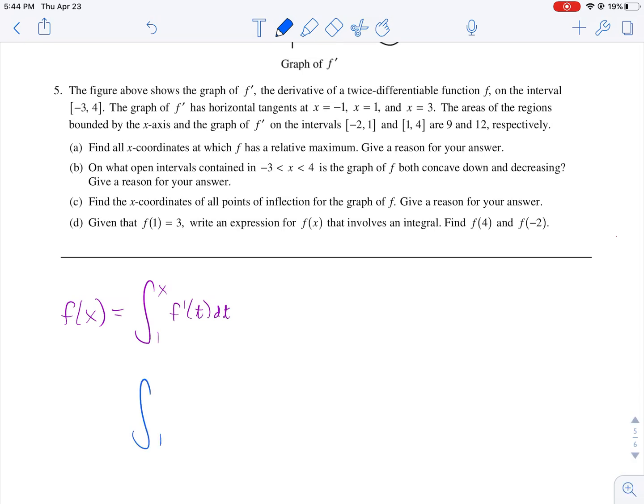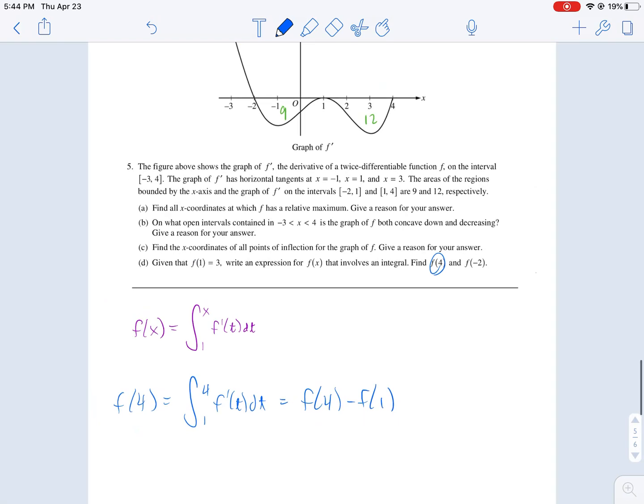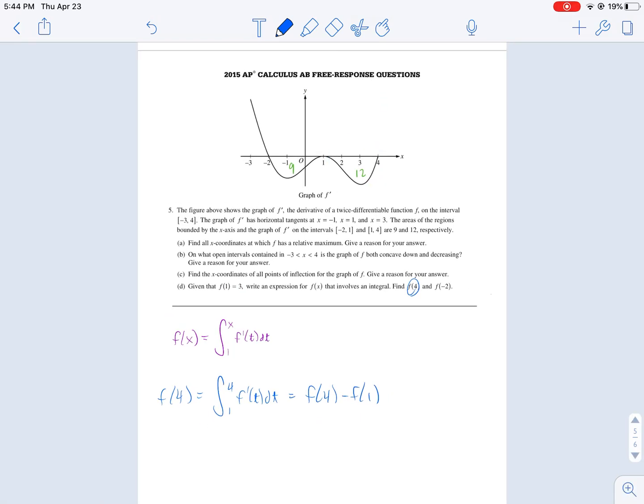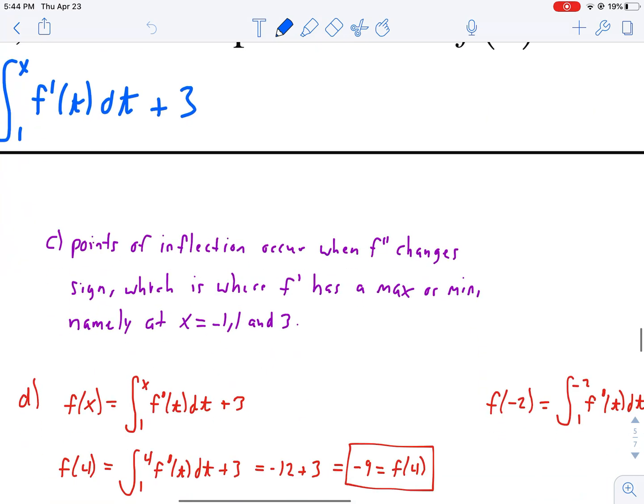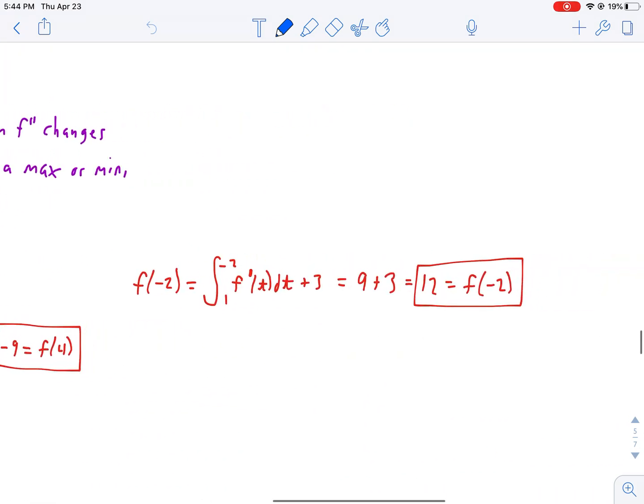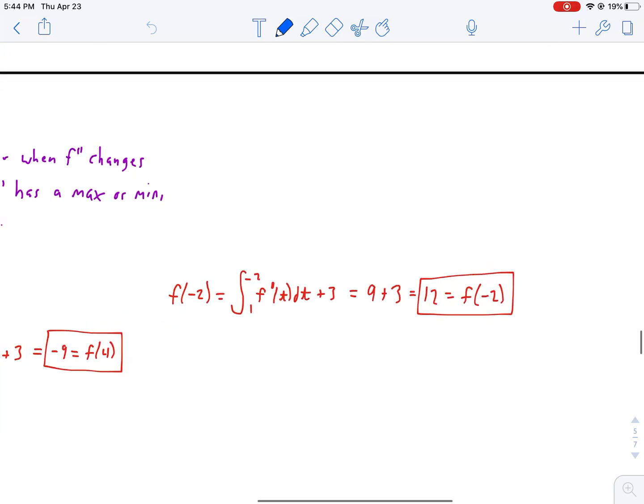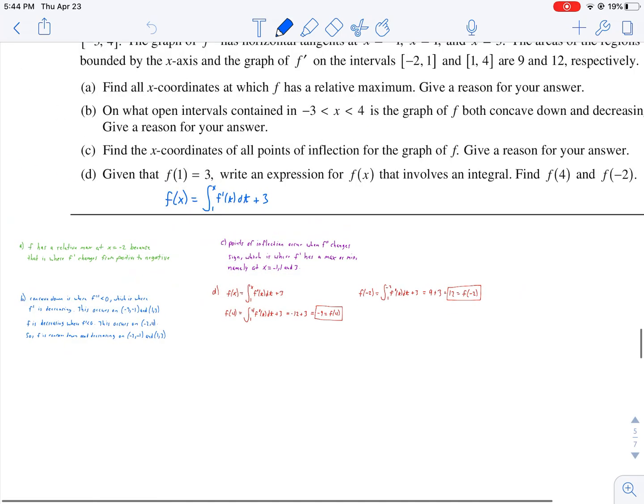So if I do the integral now from 1 to 4, evaluating f of 4, this is equal to the integral of f prime of t dt. I get f of 4 minus f of 1. But the integral from 1 to 4 is this area, which is -12. So I get -12 equals f of 4, which I'm trying to find, minus f of 1, which is 3, and then you just add 3 to both sides, and you get f of 4 equals -9. Okay, and then you do the exact same thing here, just with different numbers in different areas to get f of -2.